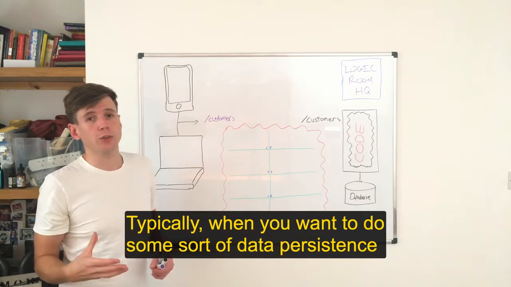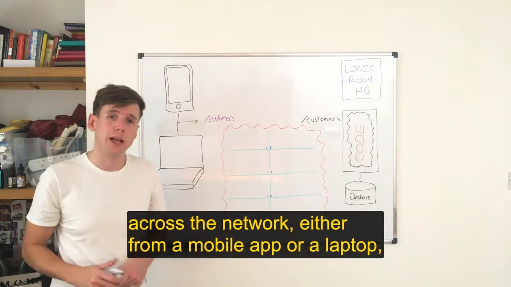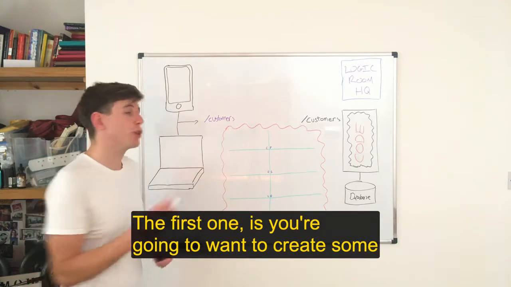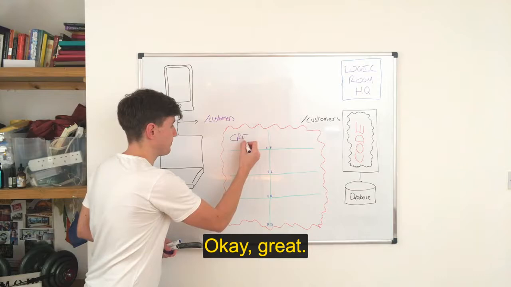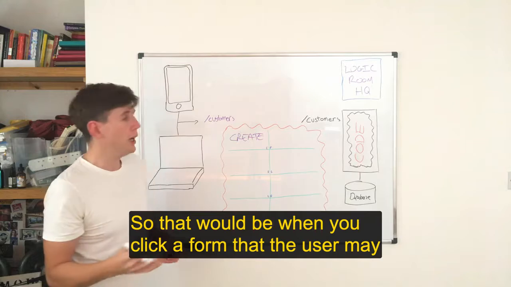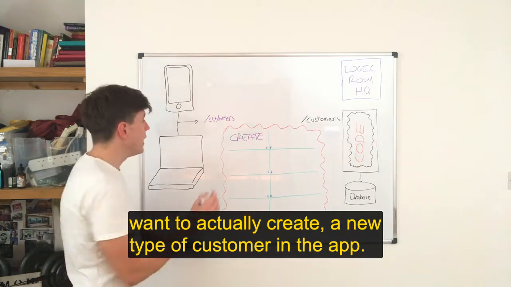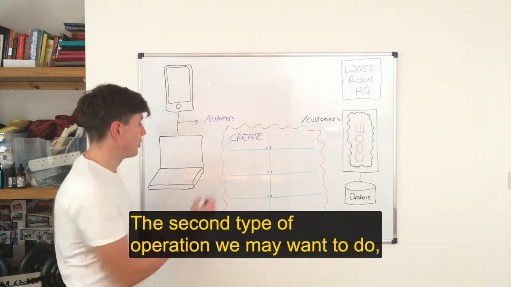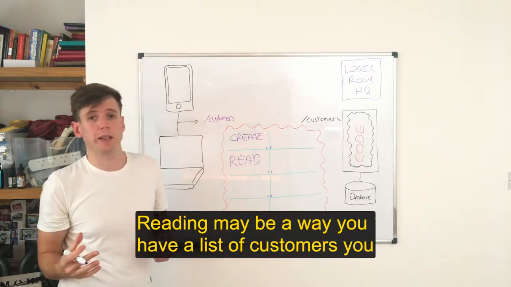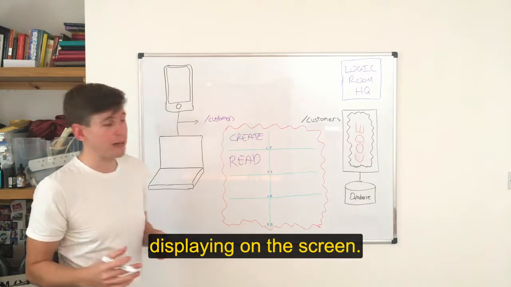And typically when you want to do some sort of data persistence across a network, either from a mobile app or a laptop, there are four things that you're going to want to do. The first one is you're going to want to create some sort of record. So you might have a form where the user wants to create a new customer in the app. The second type of operation is that we may want to read. Reading may be where you have a list of customers that you've just created and you want to read them back and display them on a screen.